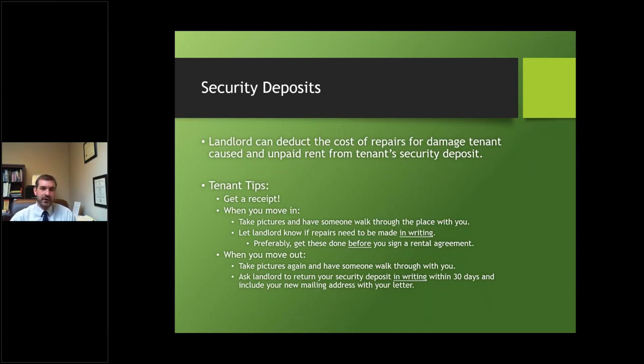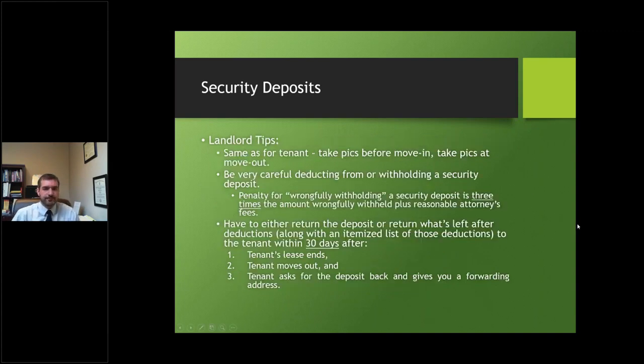Then the landlord has 30 days to provide the security deposit or provide what's left over after deductions. And if any deductions are made, the landlord has to itemize what deductions were made. They can't simply say cleaning. It should say, you know, $150 cleaning the carpet, $60 cleaning the fridge, something like that. It should itemize the exact deductions involved.